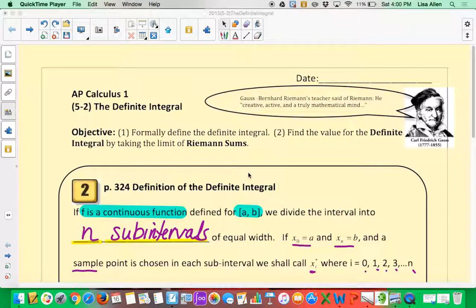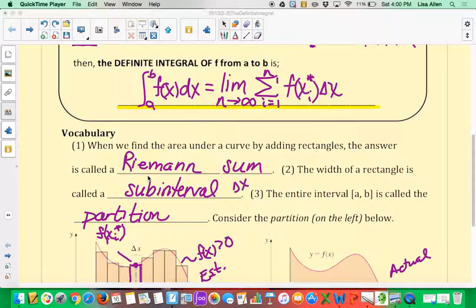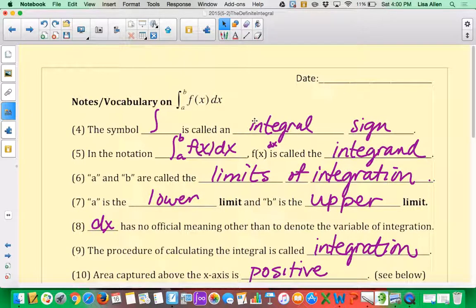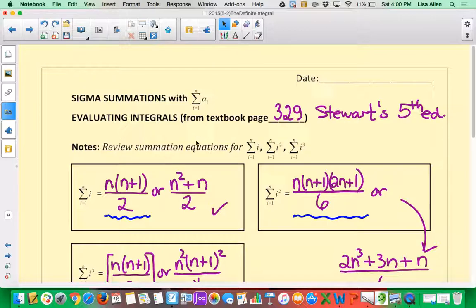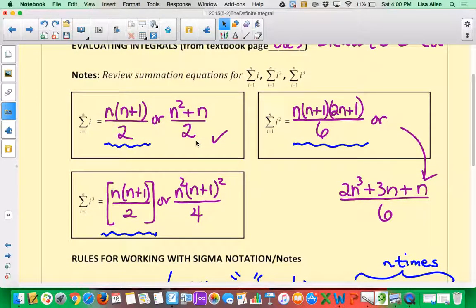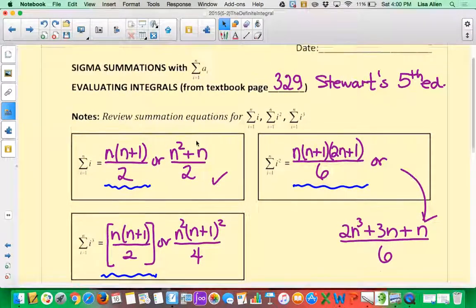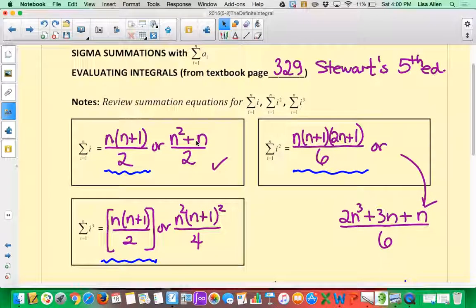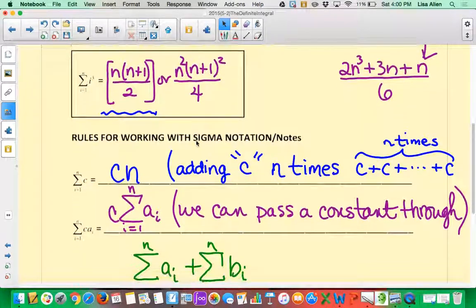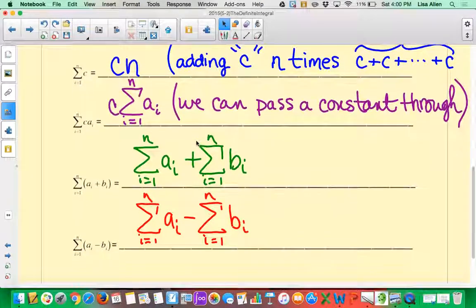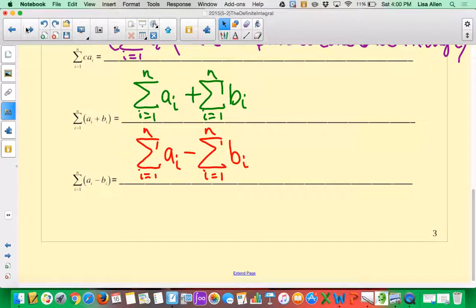Back to the second video for section 5.2, the definite integral. You had worked on a couple of things with this section, where we're talking about a little bit of new vocabulary, and you had also worked on some sigma summation notations, and I just want to remind you of those. On page 329 you have a couple of rules that you can add to your toolkit. We had looked at those three summations and some other summation rules, and we're going to apply those today.